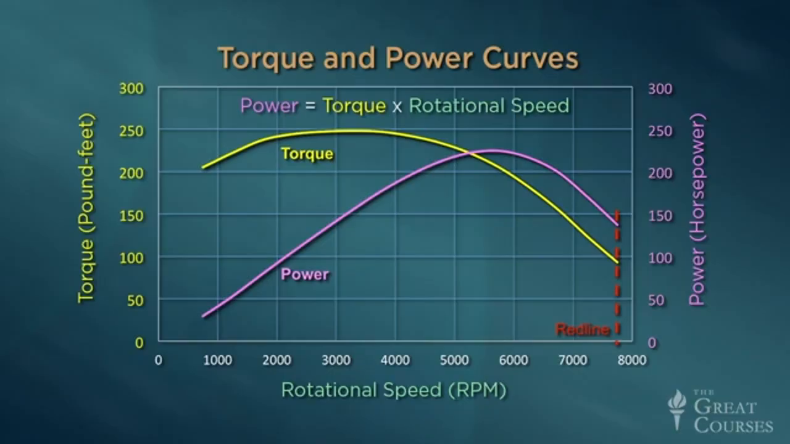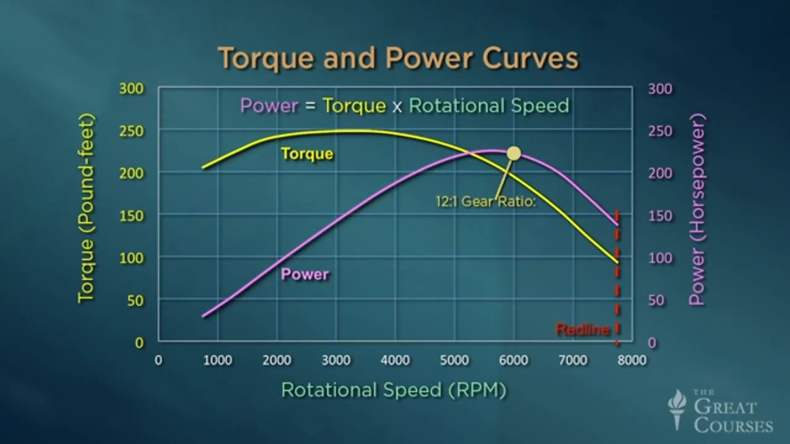And if we increased our gear ratio to 12 to 1, we'd fix the acceleration problem, but we'd create a new one. Note that on this set of performance curves, peak power occurs at an engine speed of approximately 6,000 RPM.